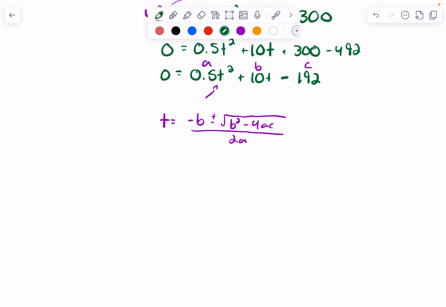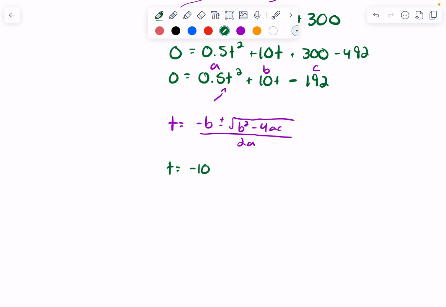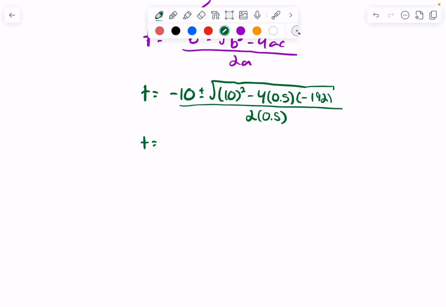So substitute all your values in. You're going to get t is negative b, so in this case it's negative 10, plus or minus, well, 10 squared, minus 4 times a, 0.5, times c, minus 192, all over 2 times a. Okay, so bring out your calculator. All right, so t, negative 10, plus or minus, let's clean up that square root. So that would be 100 minus 4 times 0.5 times 192 is minus, and because a negative and a negative, careful here, that would end up becoming a positive 384. So I don't need such a big square root. All over 1. 2 times 0.5 is 1.